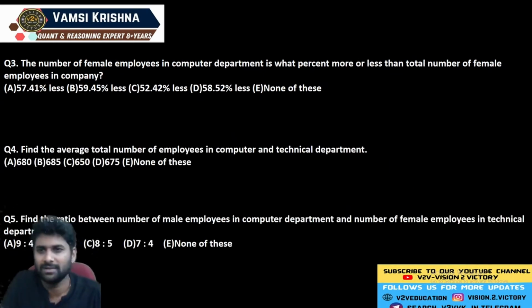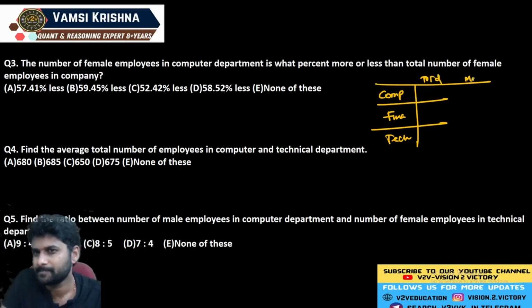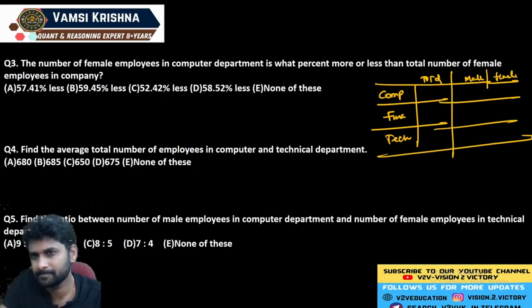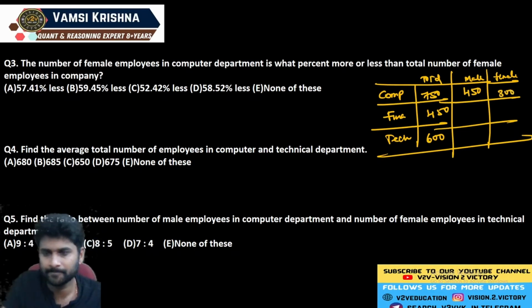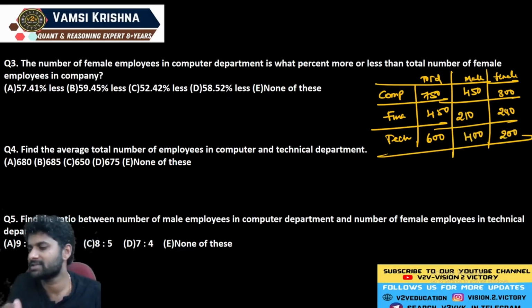Next one. So let me take a table here. I will note down the values here. Meanwhile, go through the calculation. Now you can check the values here.